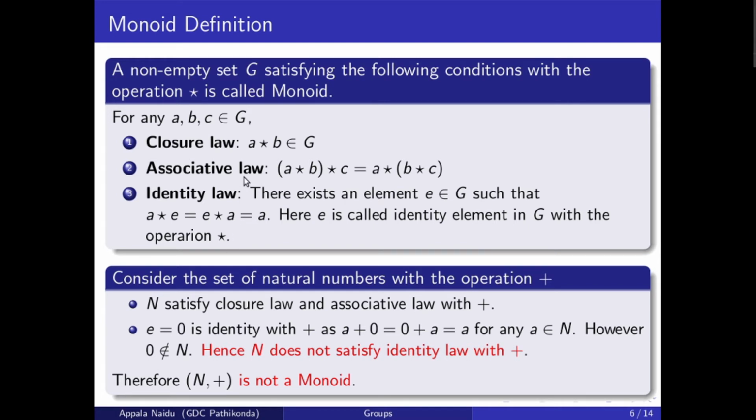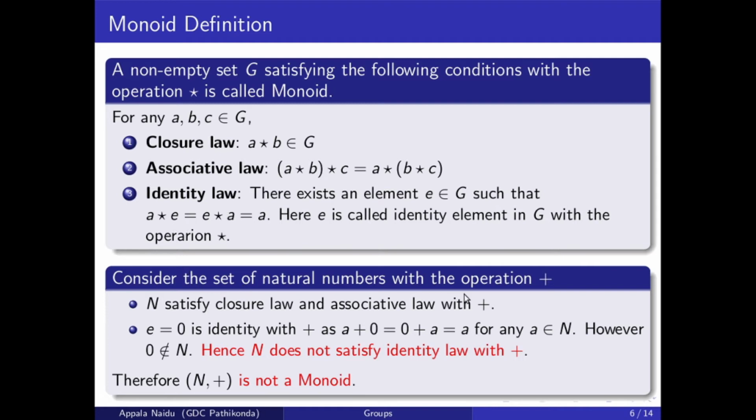Here we have to note that a semigroup along with identity law is called a monoid. That we can say in another way. So some examples we'll see.